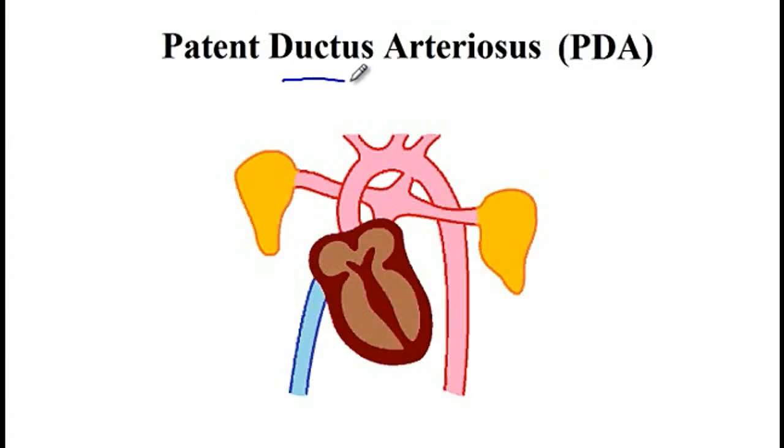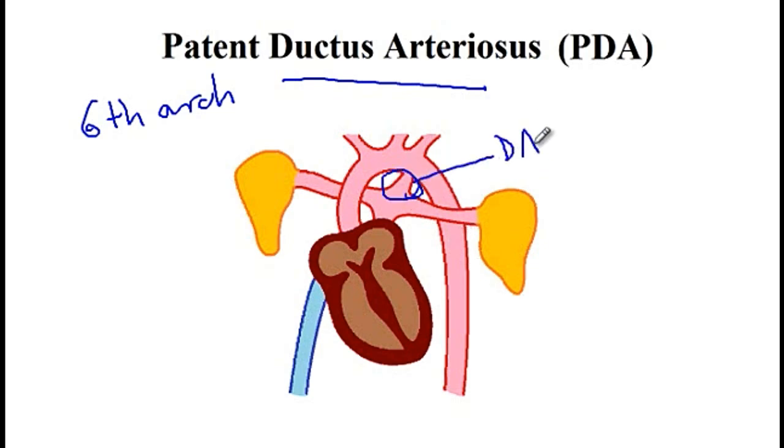Ductus arteriosus is a structure that is derived from the sixth branchial arch, and it has an important role in the fetal circulation, during which time, since there is too much resistance in the pulmonary vessels and not all the blood from the right ventricle can go to the lung, it will divert some of the blood from the pulmonary trunk into the descending aorta. So here we have the ductus arteriosus.